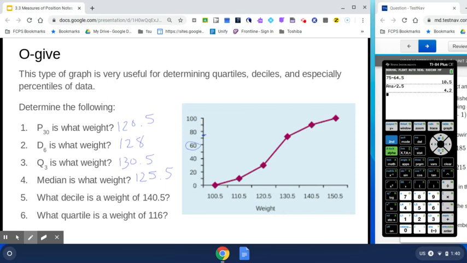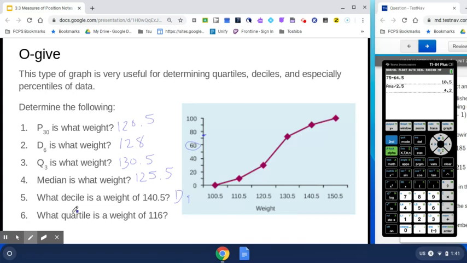These last two questions are going to ask us to reverse the process. So it's going to give me the weight, and it's asking me for a particular decile or quartile. So 140.5, if I find that on the horizontal axis, that's a weight. So 140.5 is here. I'm going to go straight up and then straight across. That looks like it's at about the 90th percentile, but it asks me what decile it is. So I'm going to have to convert that. So percentile 90, that means 90 over 100, and that would convert to what over 10? So 90 over 100 is equivalent to the 9th decile.